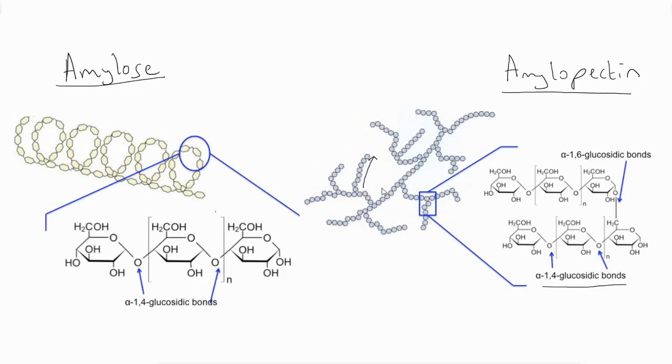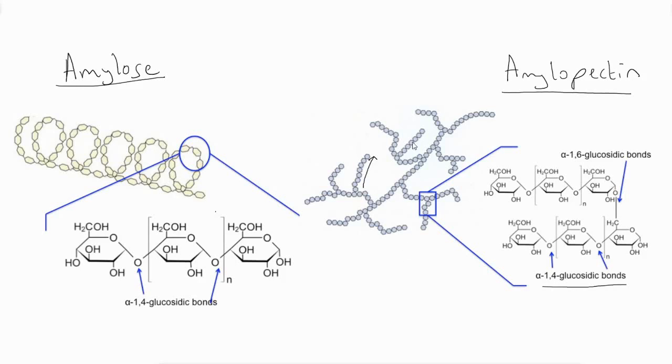It has a branched structure. It contains alpha-1,4 glycosidic bonds and alpha-1,6 glycosidic bonds, and it contains only alpha glucose. However, in glycogen, the linear strands are only around 8 to 12 glucose units long. This enables glycogen to be hydrolyzed more quickly.